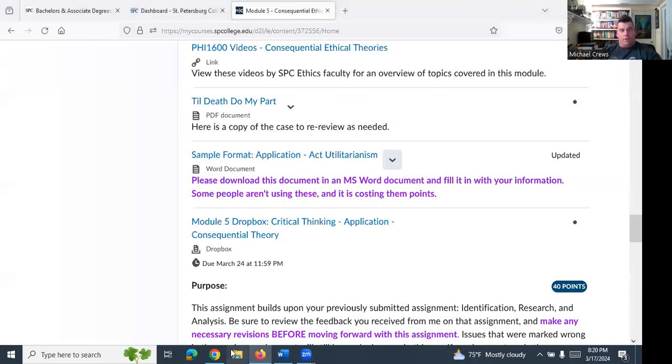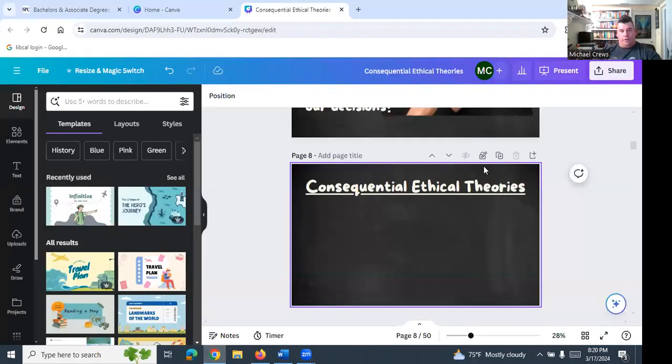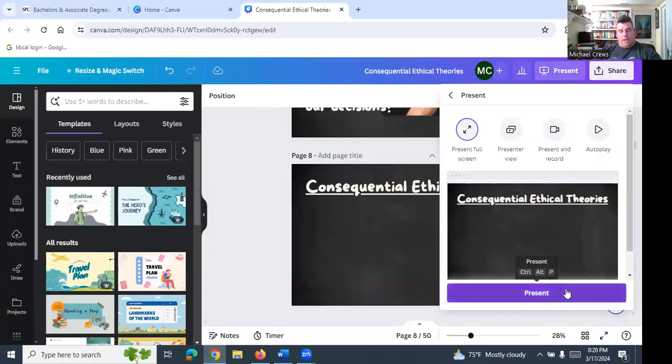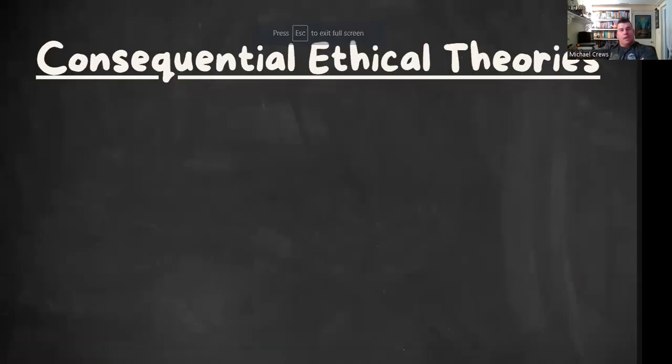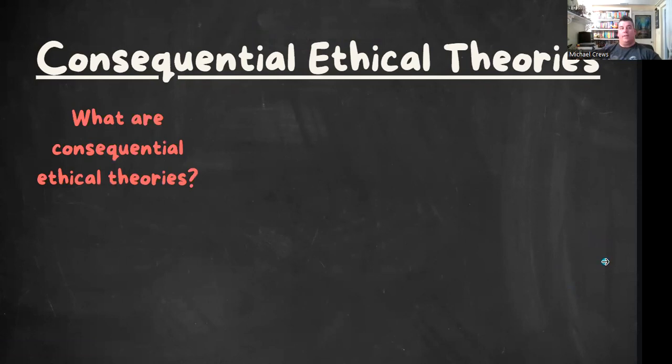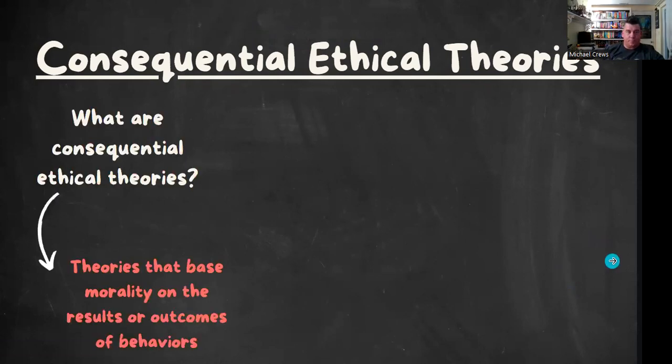Now, before I go, I want to show you one other thing just to help further explain stuff. I want to talk a little bit about the content of the chapter to help you out so you'll better understand the application of this process. In this chapter, we're talking about consequential ethical theories, which I mentioned a few minutes ago, and now I want to explain what those really are. So first, we have to start with a question: what are consequential ethical theories?